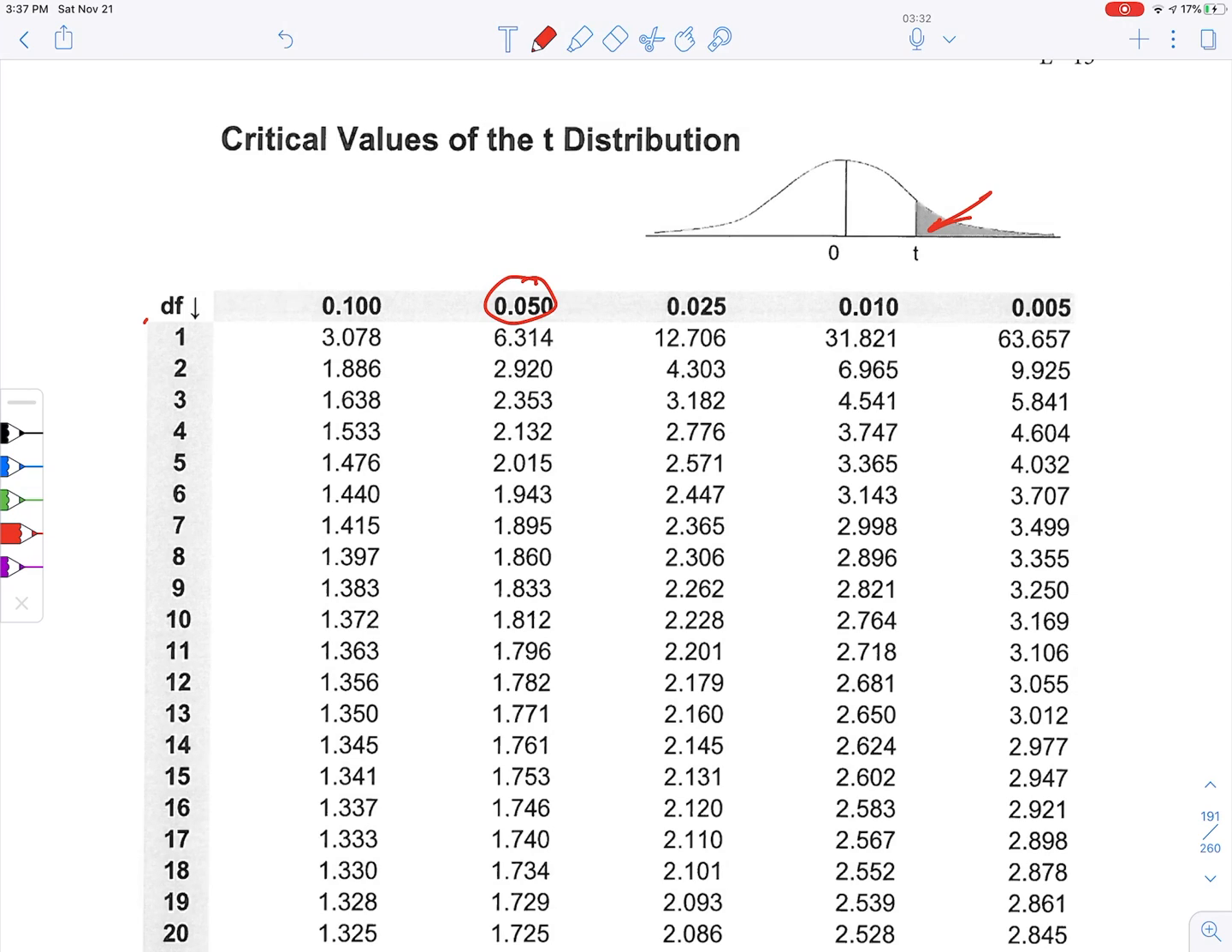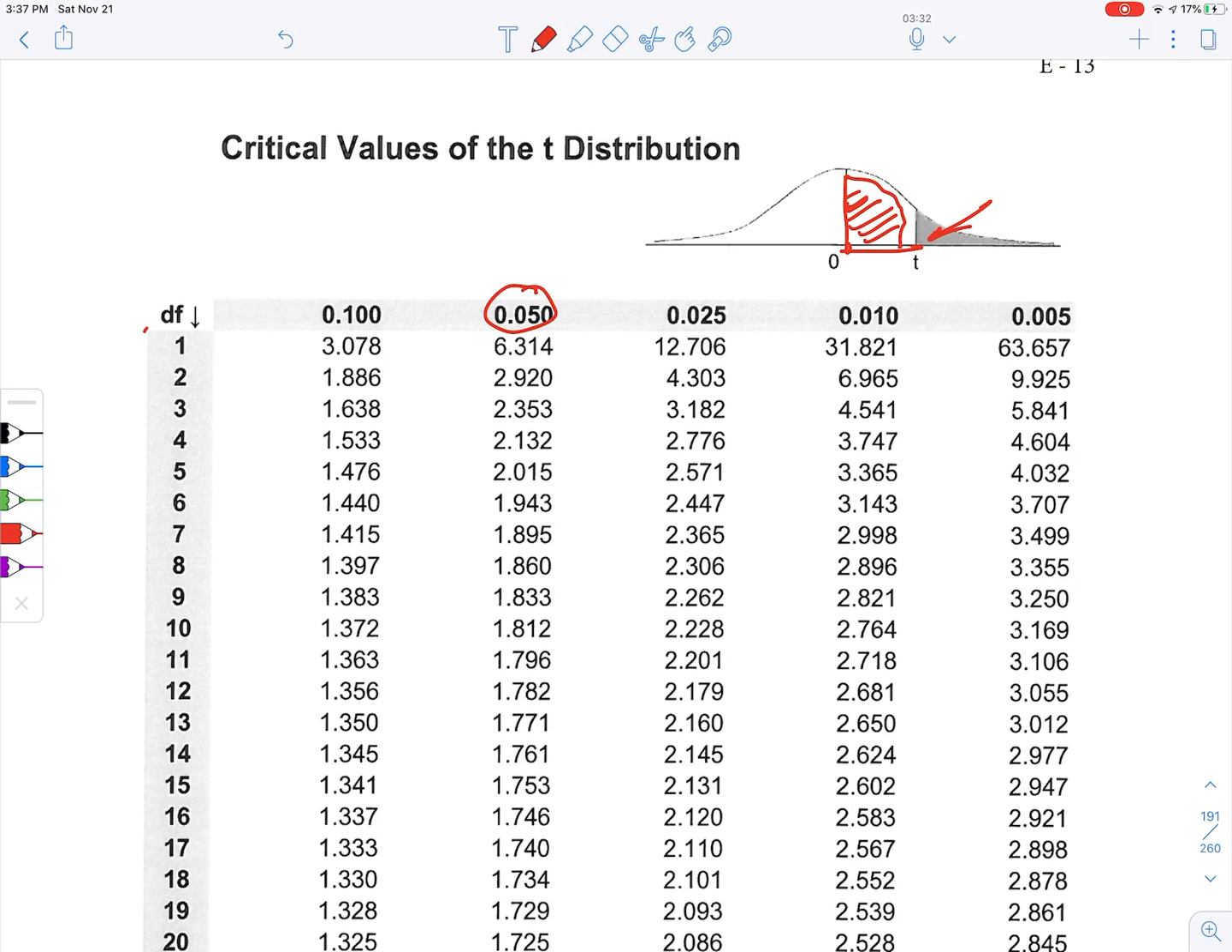Another difference between this table and the normal table is that, remember, the normal table always gave you this area here? It gave you the area from some point down to the middle. The t-table actually gives you the area in the tail from some point up. And the reason for that is that we use the t-table when we're dealing with confidence intervals and hypothesis testing. And you'll see how that fits in terms of calculating probabilities.